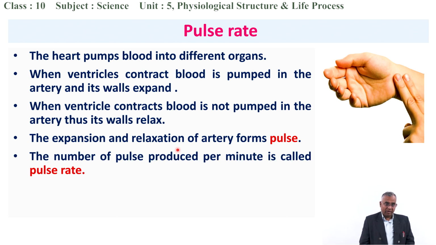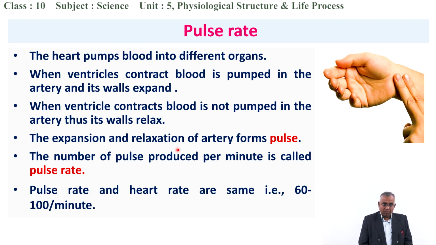So, number of pulse per minute is called what? Pulse rate. And it is the same as heart rate because that is the product of it. So, things are different, but numerically they are the same. Keep in mind: pulse rate and heart rate are the same, that is 60 to 100 per minute.